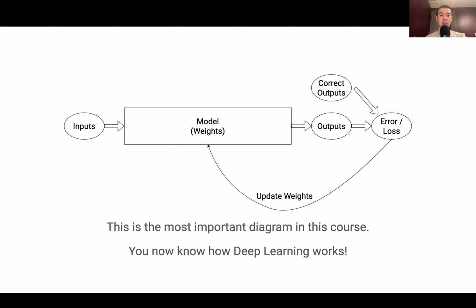And this right here is the most important diagram in this course. If you understand this diagram, you now know how deep learning works, or put more simply, you now know how AI is trained. It really is this simple.